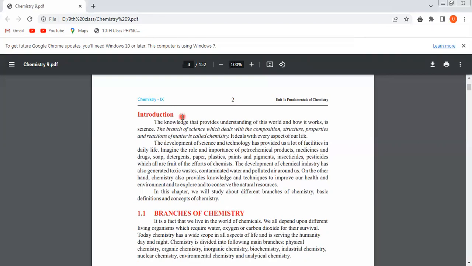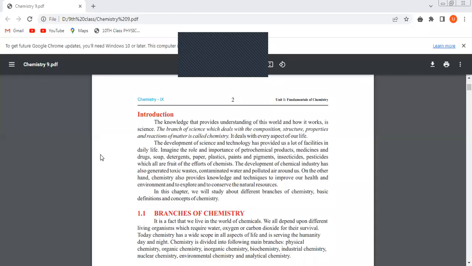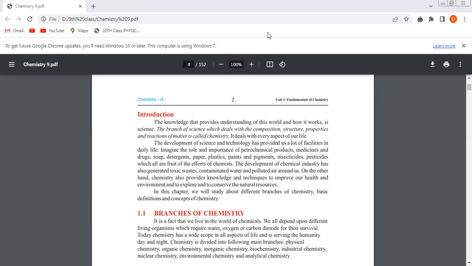It is science. The branch of science which deals with the composition, structure, properties, and reaction of matter is called chemistry. It deals with every aspect of our life, the development of facilities in daily life.